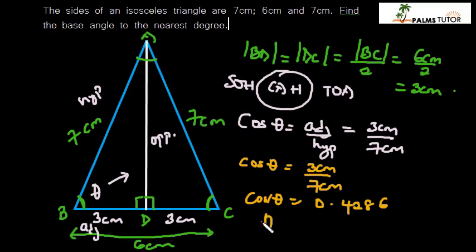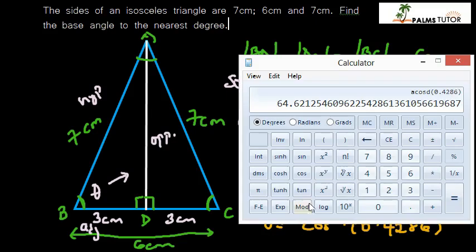Now, how do we find theta? Theta will be the arc cos, that's the inverse of cosine, of 0.4286. How do we get that? You can use your trig table, or we use a scientific calculator. I have a basic scientific calculator here, and that's what I'm going to be using. Make sure anytime you are using a scientific calculator, that it is in degrees.